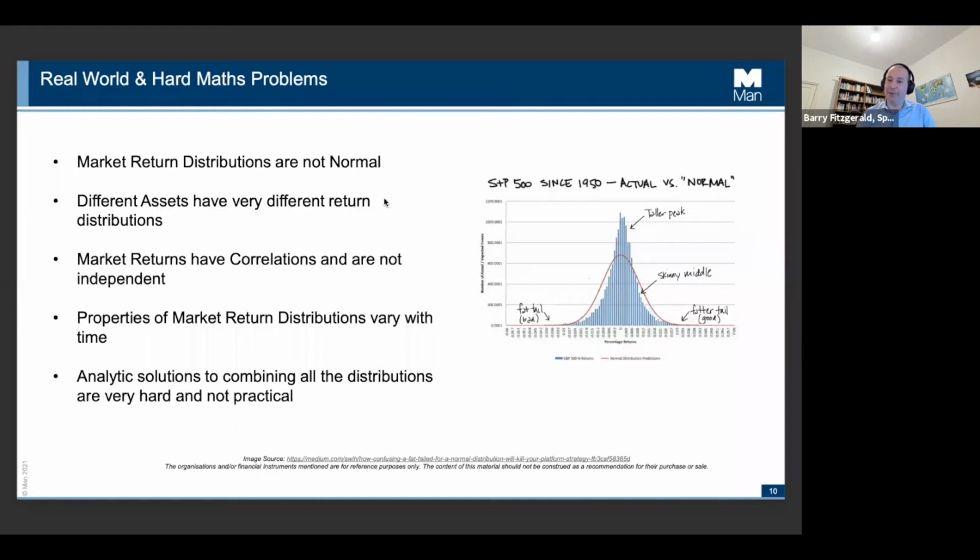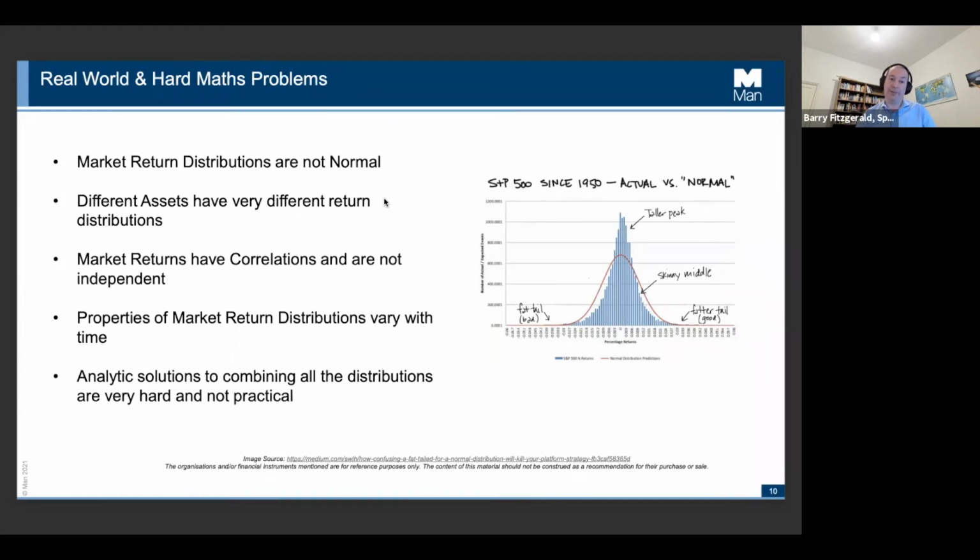When the price of oil moves, the price of airlines also moves, possibly in an opposite direction. Those correlations change over time. The distributions themselves change over time. So combining all of those to come up with a single distribution that describes your total portfolio's returns is extremely hard, and not really mathematically practical to do.